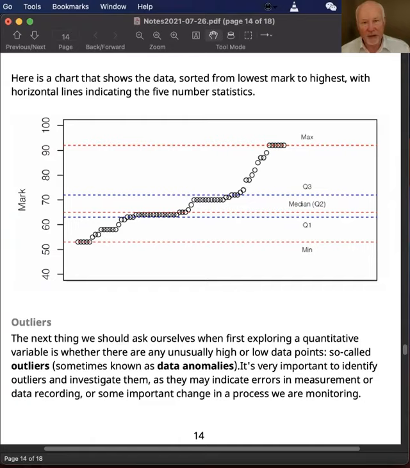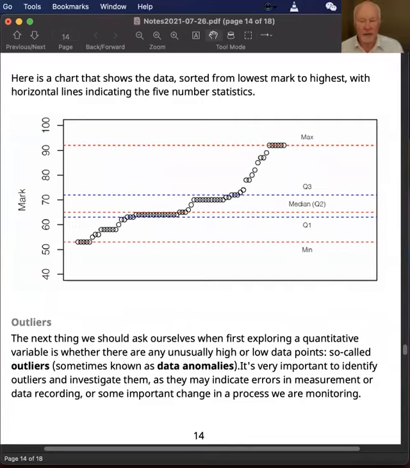Sometimes the outliers are there because data was recorded incorrectly, or maybe something went wrong in a spreadsheet in some intermediate processing step. But sometimes they're there because there's something interesting going on in the data that we ought to know about. It could be that there's some significant change happening in a process, for example.